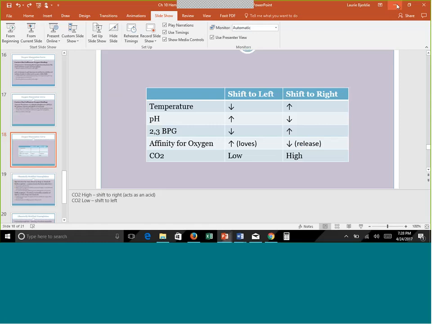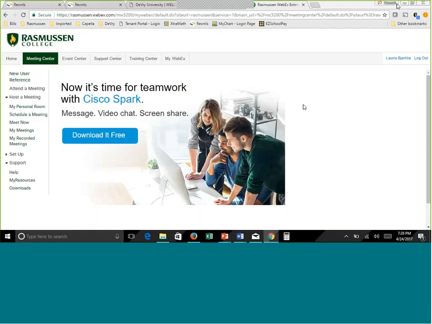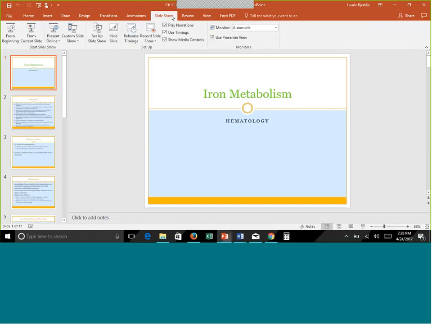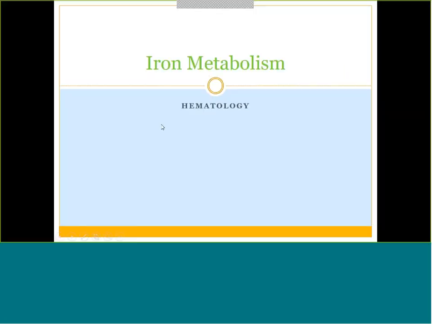Okay, so that was a big chapter. Let's go to our next PowerPoint, which is iron metabolism. I'm going to say this is much simpler than that last chapter. So this is all about that iron molecule inside the hemoglobin.